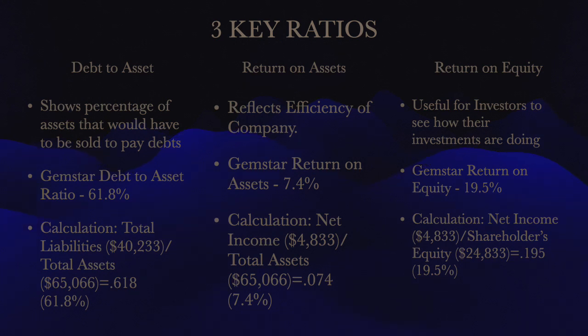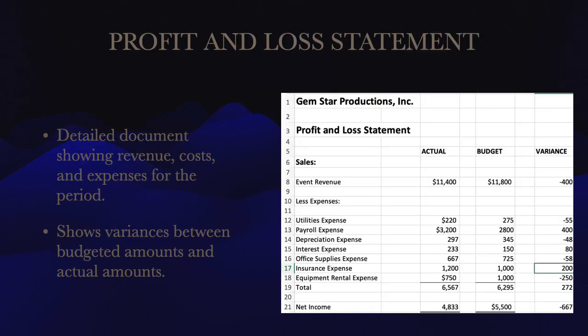Finally, we have our return on equity, which is currently at 19.5%. This number is found by taking our net income and dividing it by shareholders' equity. In this case, we again take our net income of $4,833 and divide it by our shareholders' equity, which is $24,833, which gives us the number of 0.195 or 19.5%. This number is useful to investors as it shows them how well their investment is doing in our company.